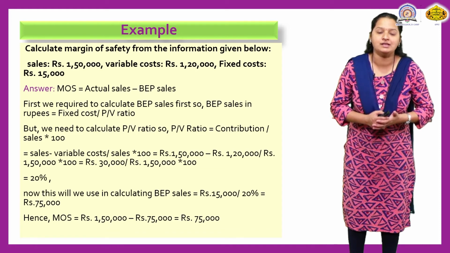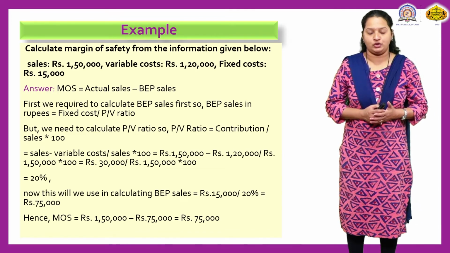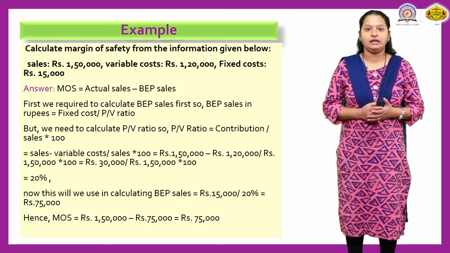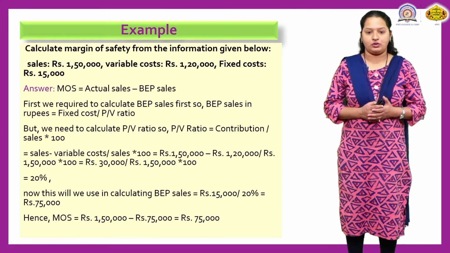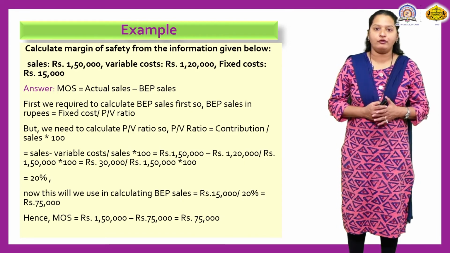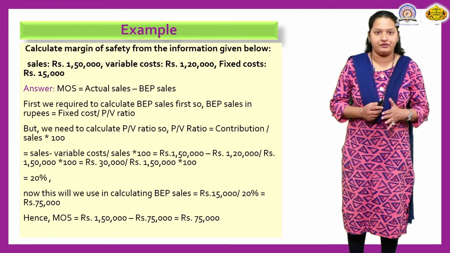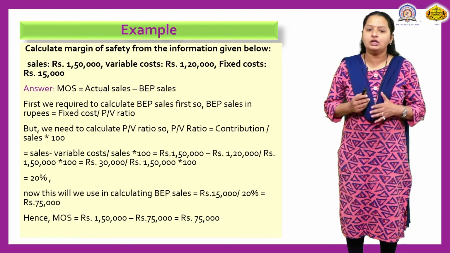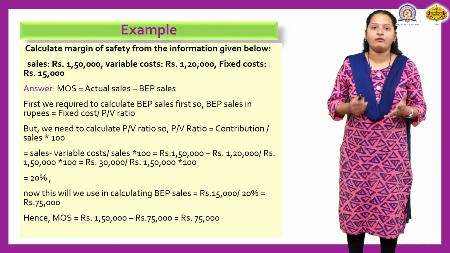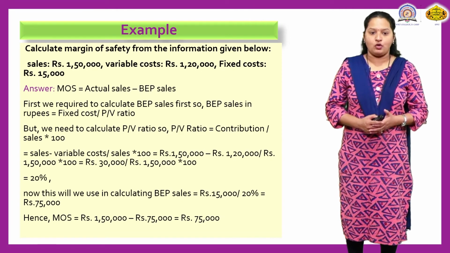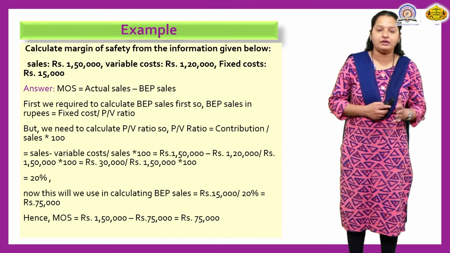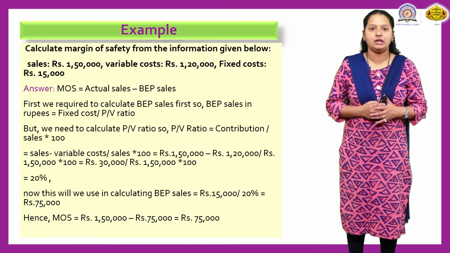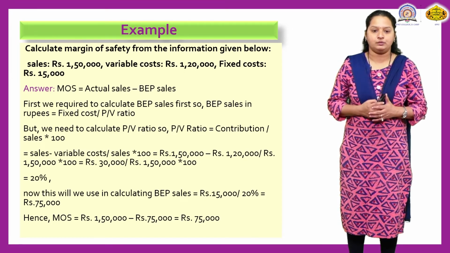But the question arises how to calculate the contribution. We have the formula for calculating contribution, that is sales minus variable cost. In our given example, we have the sales of rupees 1,50,000. We also have the variable cost of rupees 1,20,000, and with the help of that we can easily calculate our contribution. So, rupees 1,50,000 minus rupees 1,20,000, our contribution came as rupees 30,000.